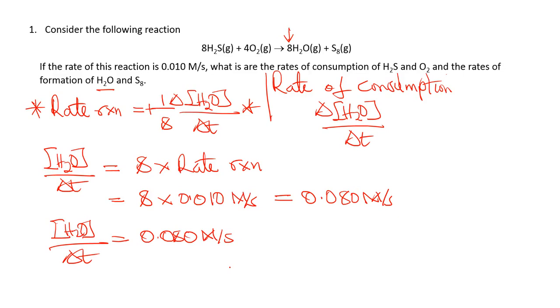So the difference between rate of reaction and rate of consumption or rate of formation is that rate of reaction has coefficients. Rate of formation or rate of consumption do not have coefficients. So I want you to be able to do the last one here. What is the rate of formation of S8? You can do that on your own. Let's move to another problem.